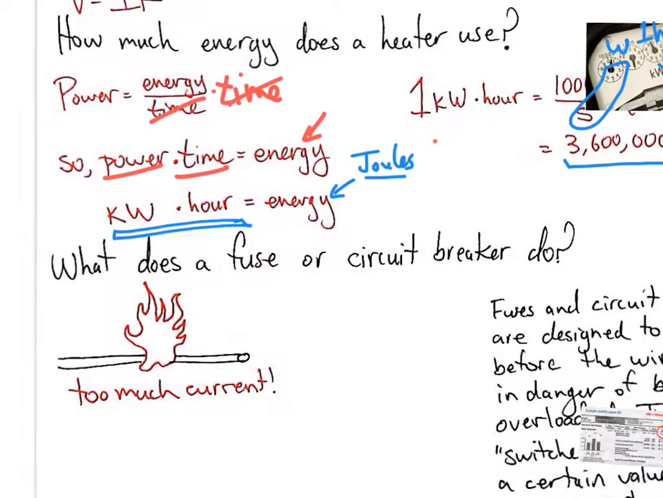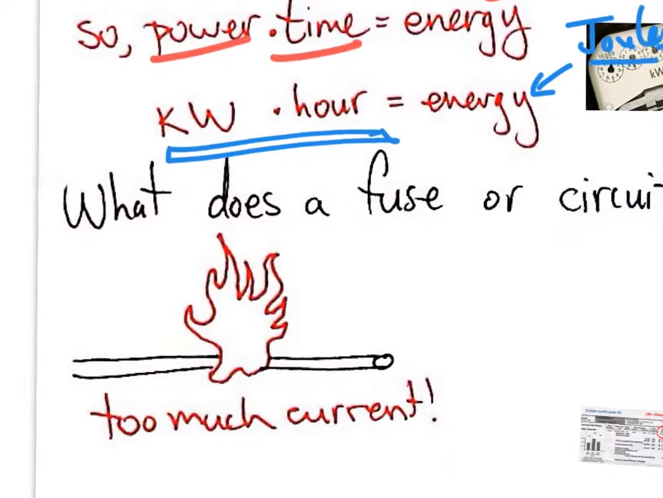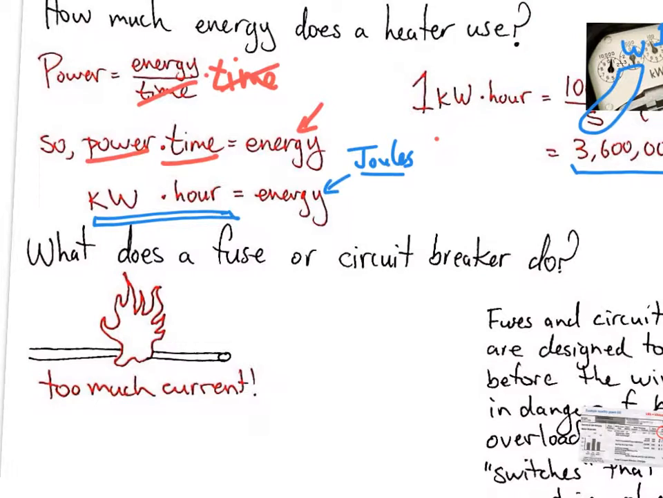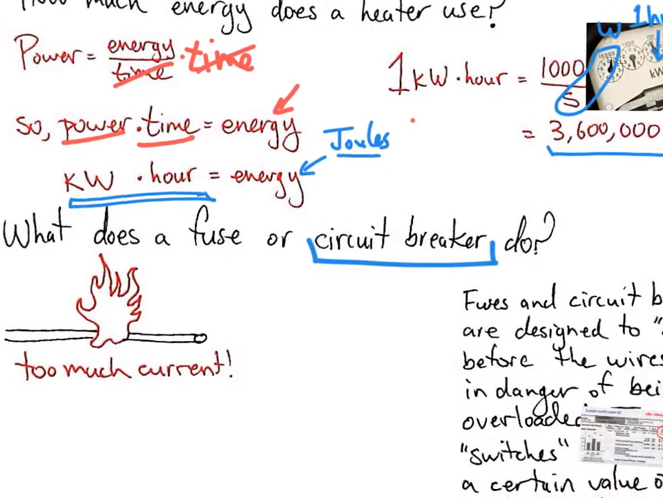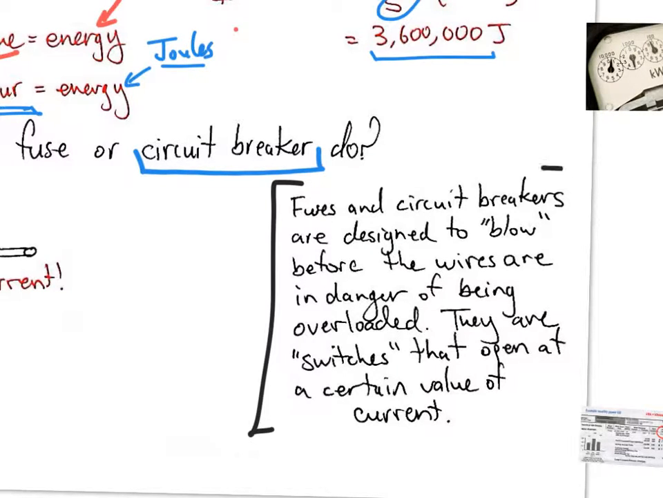All right, what does a fuse or circuit breaker do? Basically, if you have a wire and you run too much current through it, it can catch on fire or melt, causing a short circuit or causing the house to burn down or something like that. So we have these things called fuses and circuit breakers. And the idea behind a circuit breaker in a house is basically it's a switch that will open when too much current passes through it. So this is a good description of what fuses and circuit breakers are, and hopefully on the next page I have an image of a circuit breaker to show you.